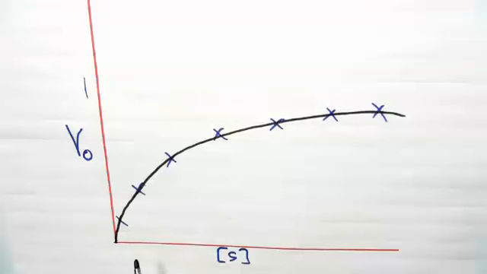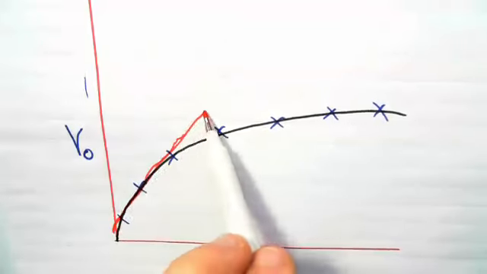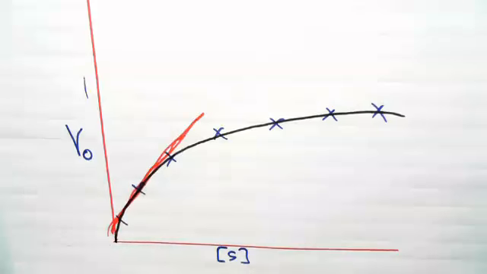And again we see the same trend. We see that there's an initial sort of straight line segment here. I'll do it in red if I can. So there is sort of a straight line, and then it curves off and it approaches a limit as we reach higher and higher substrate concentrations.